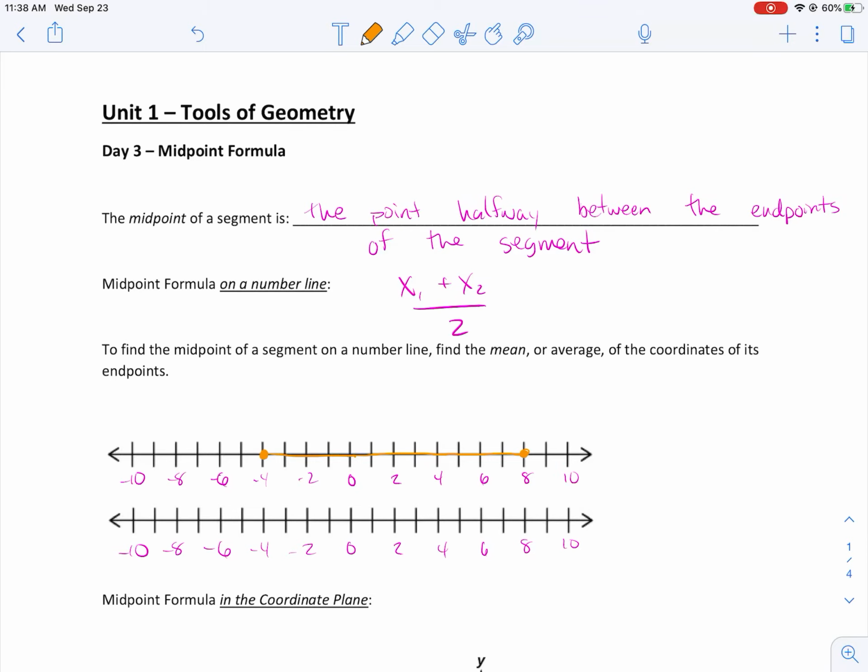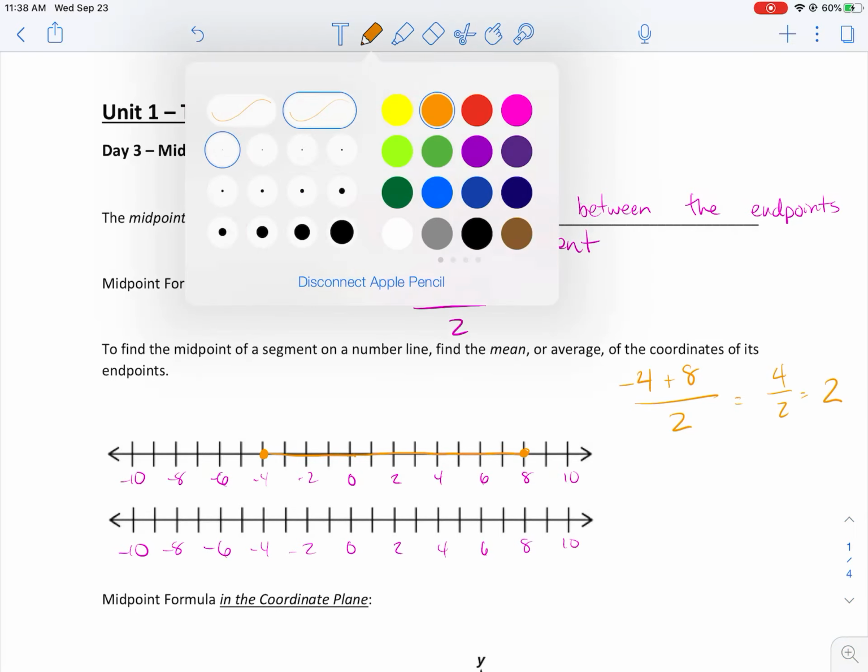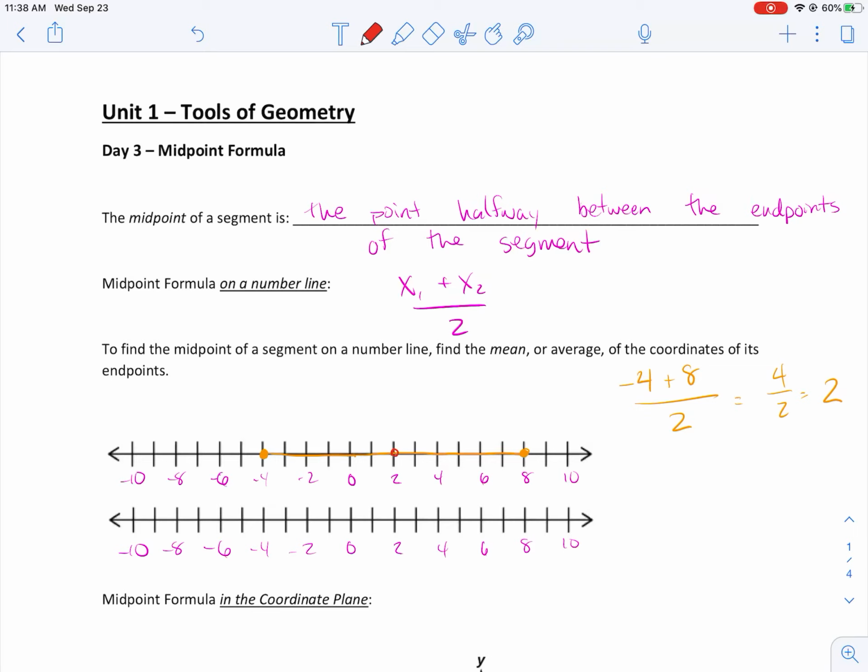Okay, now, using this formula, I'm going to go negative 4 plus 8, all divided by 2. You get 4 divided by 2, which is 2. And so the midpoint of this line is at 2. And let's count to be sure. 1, 2, 3, 4, 5, 6 over here. 1, 2, 3, 4, 5, 6 over here. So 2 is the midpoint of that line segment.